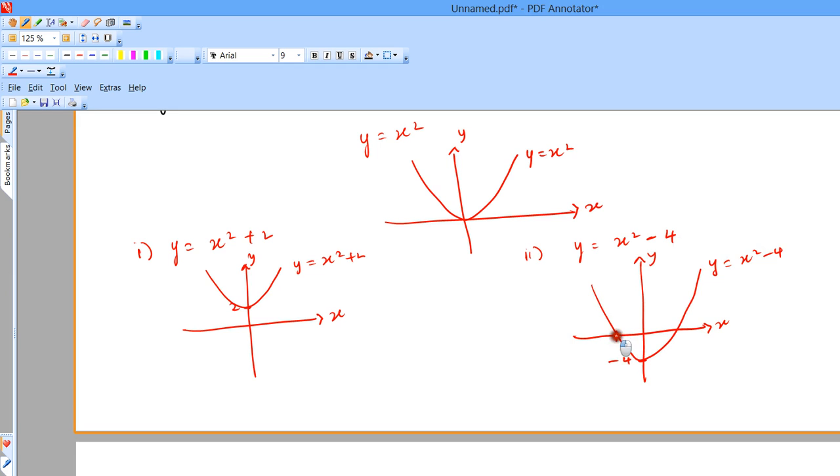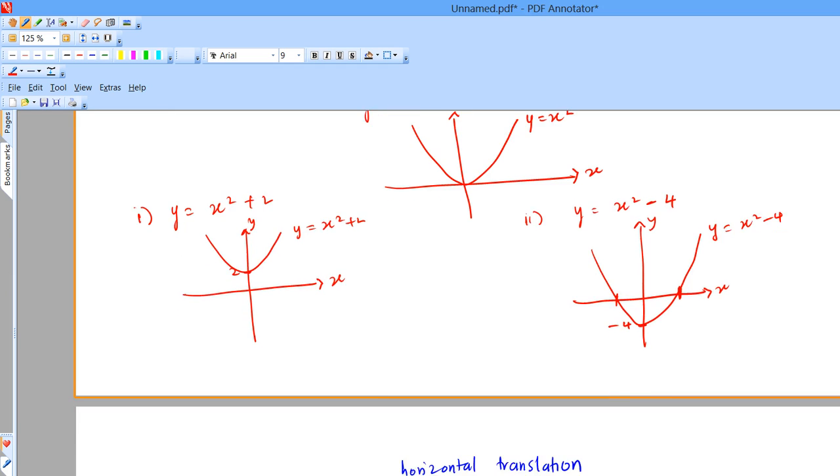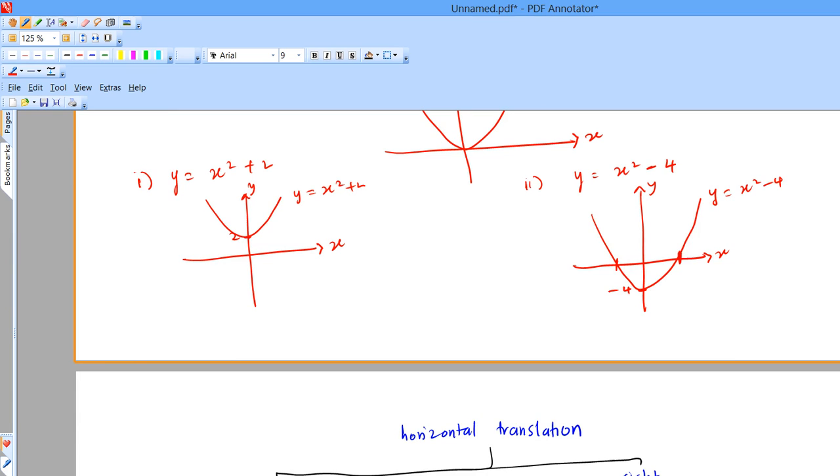Okay, here we have the x-intercept. So how to find the x-intercept? For the x-intercept, just set y equal to 0. So we have 0 equal to x square minus 4, and rearranging we get x square equal to 4, x equal to plus minus 2. So the values of x will be 2 and negative 2. Okay, this is how we sketch graphs for vertical translation.